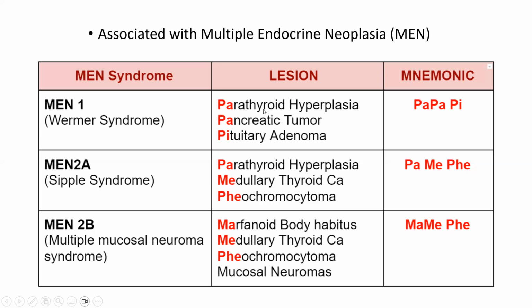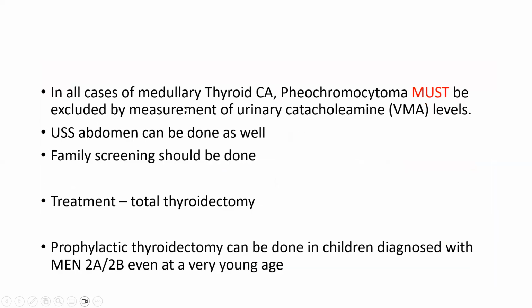MEN1 has pancreatic tumor, pituitary tumor, and parathyroid tumor, or parathyroid hyperplasia. In all cases of medullary thyroid carcinoma, pheochromocytoma must be excluded by measurement of urinary catecholamines, that is, the urinary VMA levels. We can do an ultrasound abdomen as well to detect any adrenal masses. Okay, and family screening should be done.